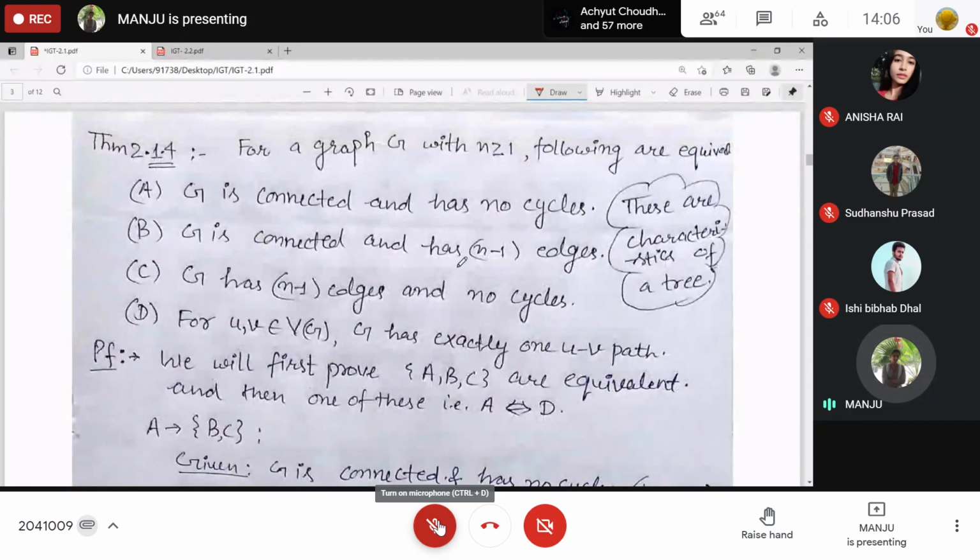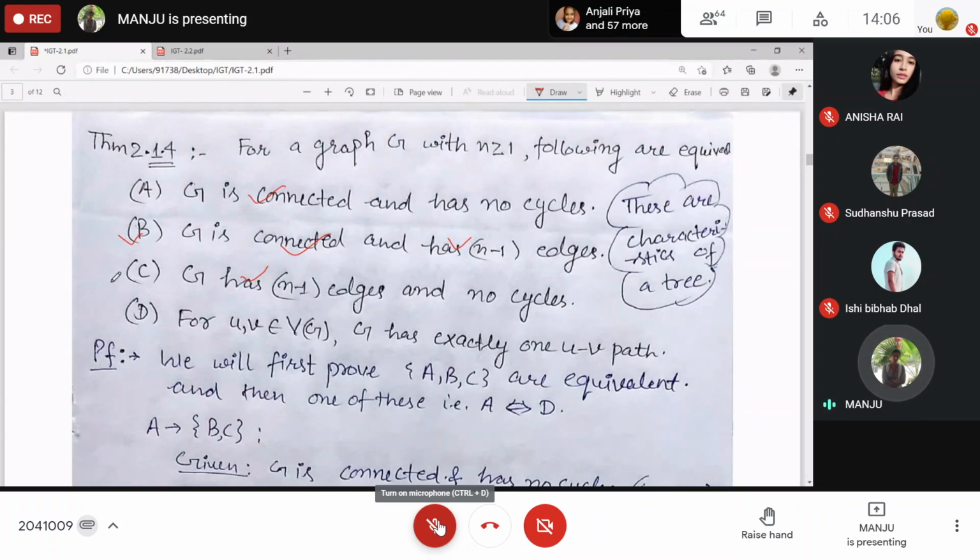Next is just that it has no cycle. We have to prove it. Assume G is B and we have to prove A and C. That is, this is already given and this part is already given, right? Connected and n minus 1 edges is given. We have to just prove no cycle. So if some cycle is there, then the number of edges will not be n minus 1. This will be at least n. So that will contradict our given statement. That's why it has no cycles, so it will be acyclic.